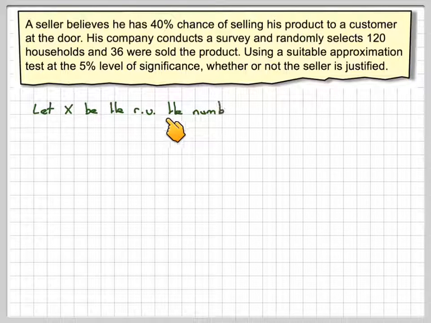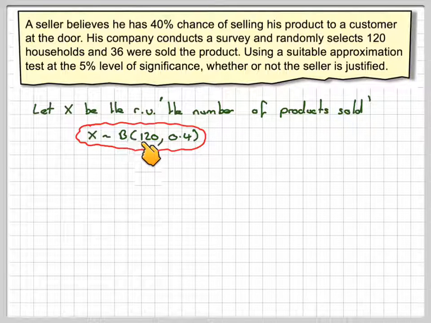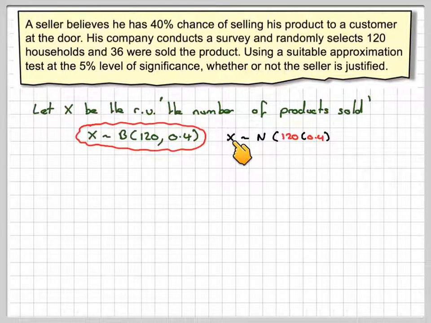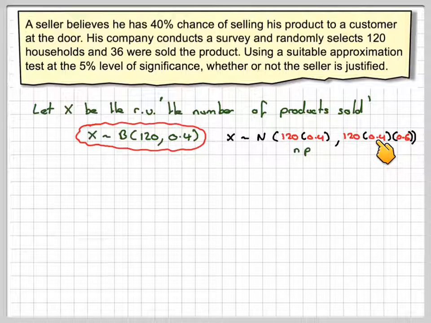Okay, let X be the random variable, the number of products sold. Then X is binomially distributed, and there were 120 households selected, and the seller believes there is a 0.4 chance of success. If you convert that to a normal distribution, X will become normally distributed with 120 times 0.4, by doing n times p, and then 120 times 0.4 times 0.6, which is np(1 minus p), to give you the two parameters of the normal distribution. This is the mean, and this is the variance.